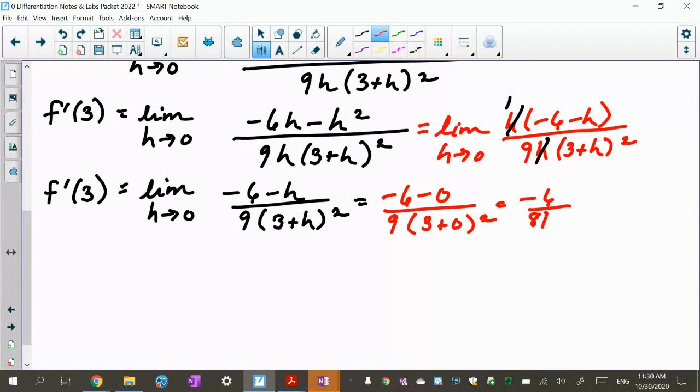Hold on a second, let me double check. Oh, I kind of left it that way, but it does reduce down to negative 2 over 27 if you want. So that is the slope at that point.